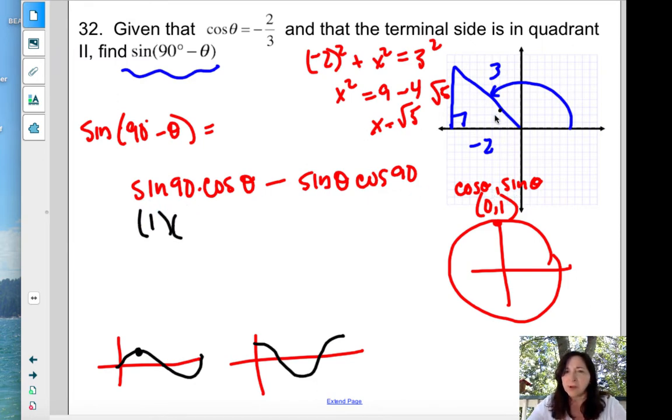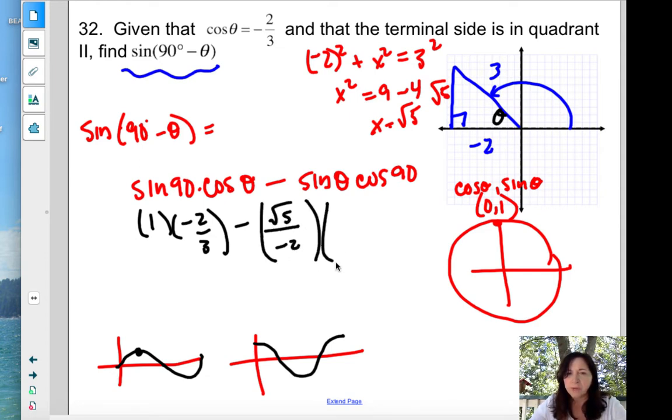Cosine of theta, so here's theta. Cosine is going to be adjacent over hypotenuse, so that's -2/3, minus sine of theta. Sine of theta is going to be opposite over hypotenuse, so that's going to be √5/3, times cosine of 90. Cosine of 90 is 0. Well, 0 times anything is 0, so these are going to cancel out. So I just end up with 1 times -2/3, which is -2/3.